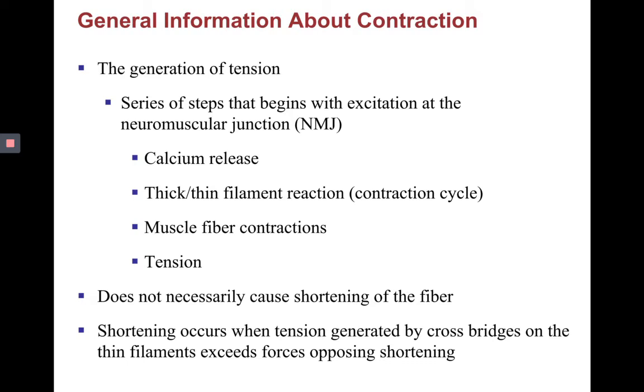Muscle fiber contractions can be described as two types, isotonic and isometric. So we'll look at that as well, and we'll make sure to point out the differences again between tension and actual shortening of the sarcomere. Again, just because we have tension doesn't mean that we cause shortening of the muscle fiber, which is the muscle cell. And we have to have that tension generated by cross bridges repeatedly, so myosin on actin, or the thick on thin filaments, and we have to have that tension basically exceed the force opposing shortening in order for actual movement to occur.